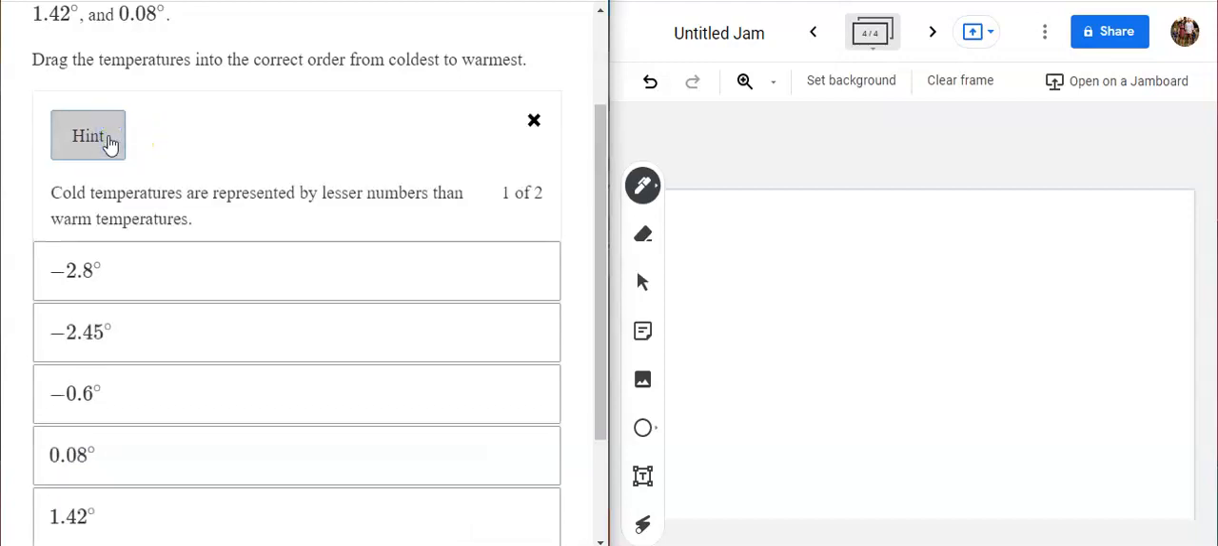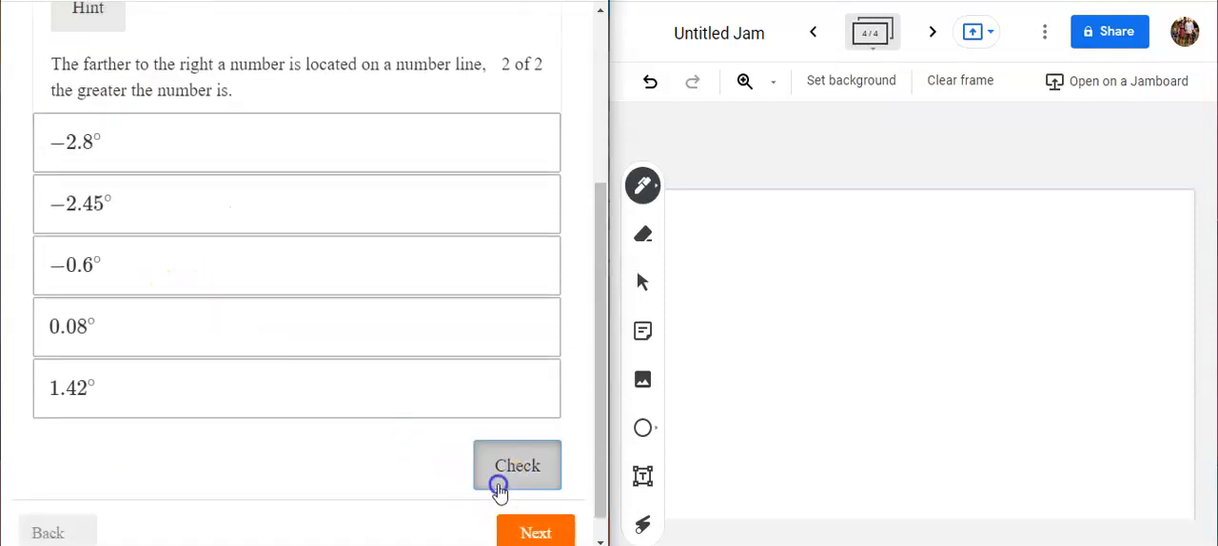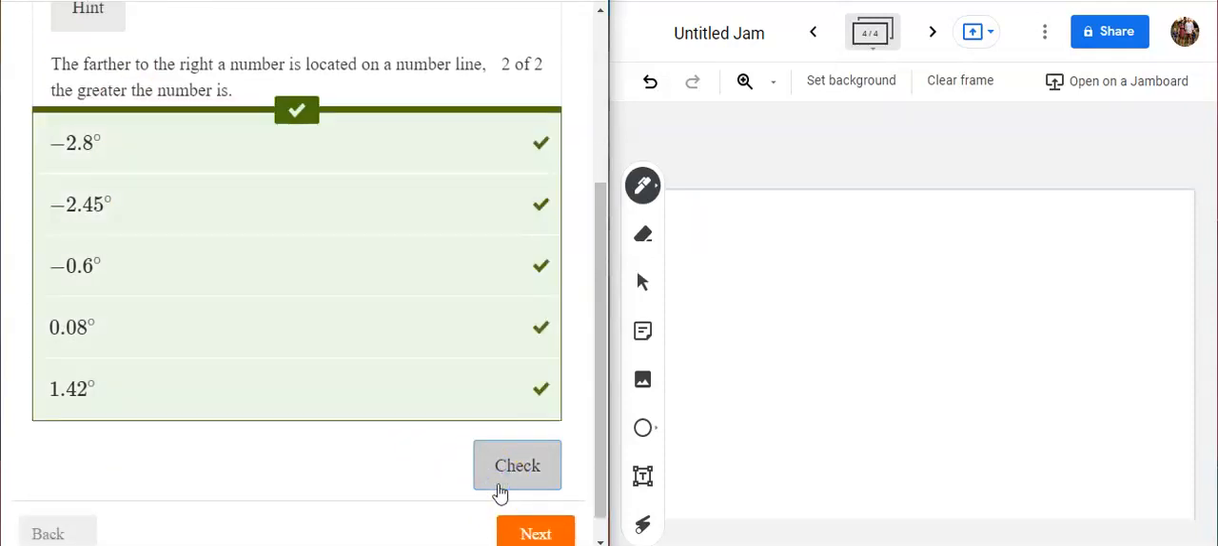Let's look at our hint to make sure we're good. Cold temperatures are represented by lesser numbers than warm temperatures, and the farther to the right a number is located on the number line, the greater the number is. I think we have that. Let's hit check. Perfect. Our next one we're going to look at is all the way down on problem 5.